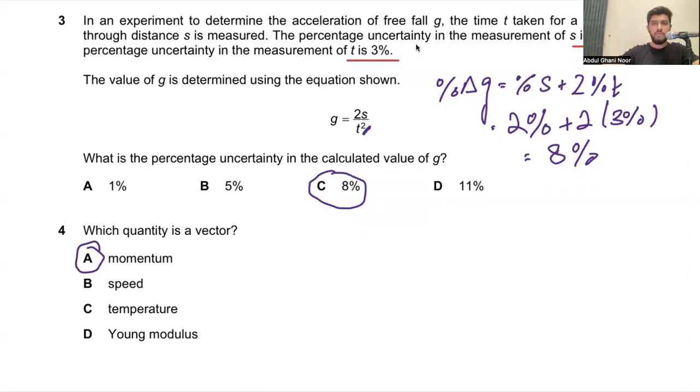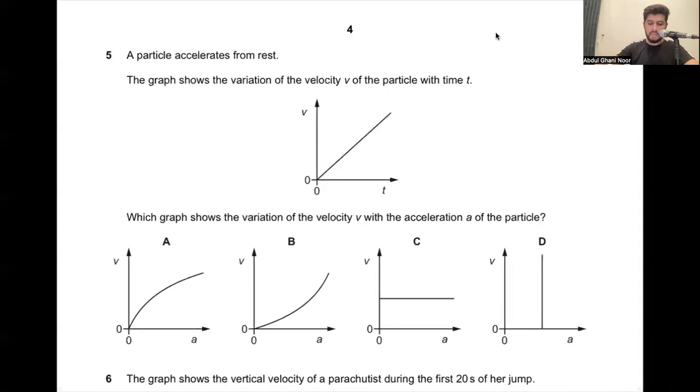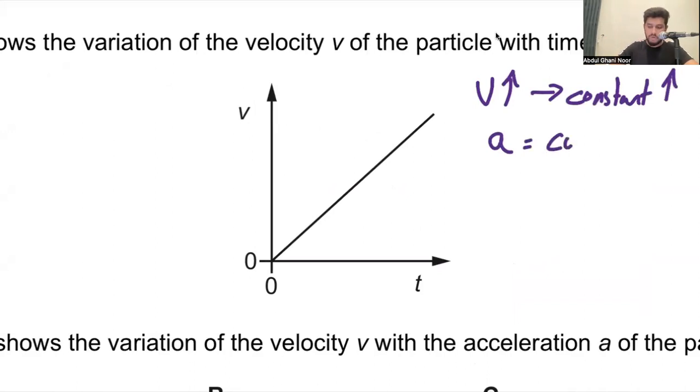Question number 5 says a particle accelerates from rest. The graph shows the variation of the velocity of the particle with time. So what's happening is, let's study the velocity time graph. What I can say is that the velocity of the object increases. And because it's a constant increase, I know that the acceleration is constant. The acceleration is constant irrespective of what that value is, but the velocity continues to increase at that acceleration.